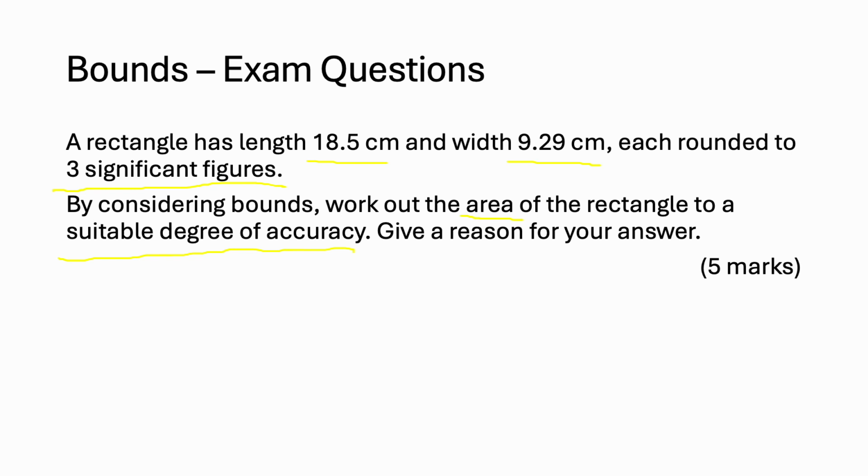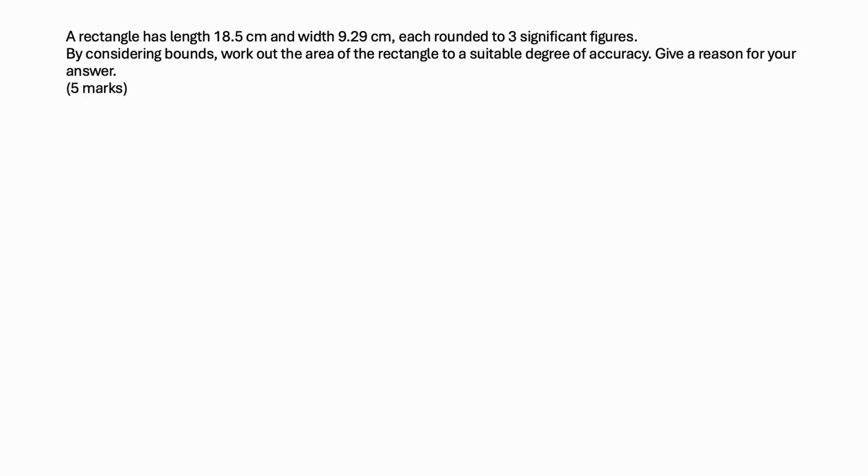Okay, let's do it. So, area of a rectangle is length times by width. Let's just write that down first. But what we need to do, as always, as this is a bounds question, is we need to work out our upper and lower bounds for our length and our width. So let's look at length first.